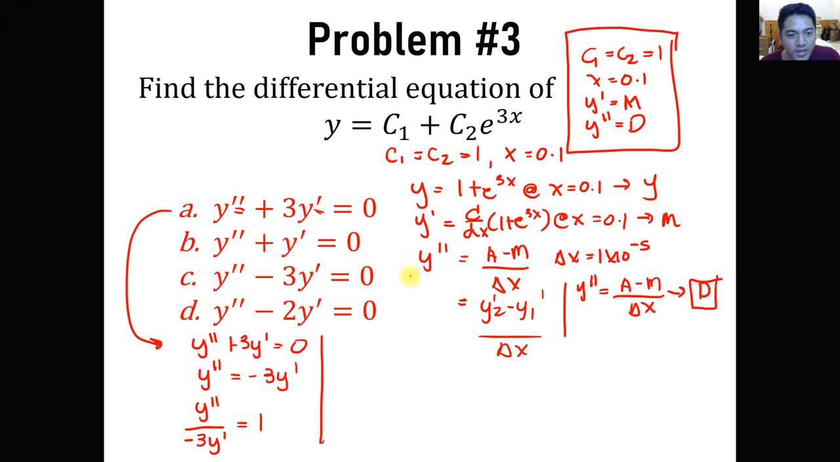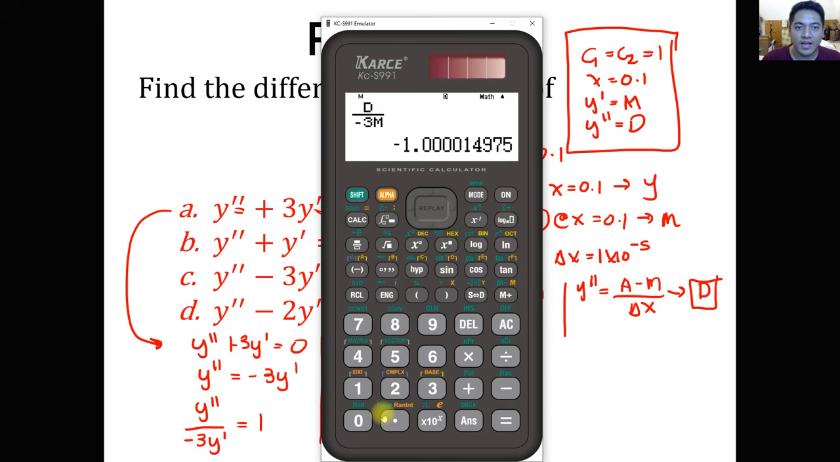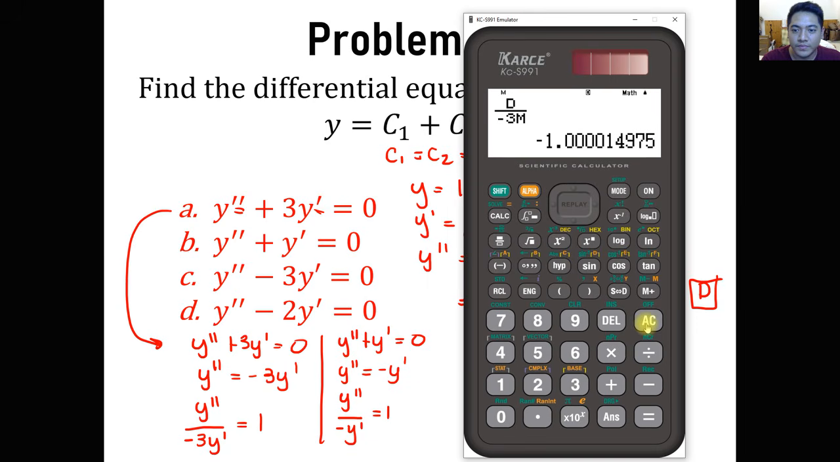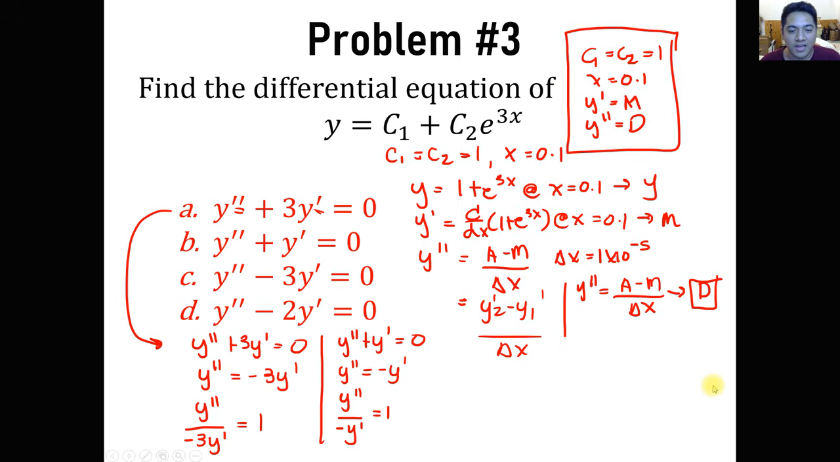So you have letter B again. You have y double prime plus y prime equals 0. I just transpose y prime so that it becomes negative y prime. So I have y double prime all over negative y prime should be equal to 1. If I try that, that would be d all over negative m, which is the y prime. So negative 3, that's not the answer. Okay, moving on forward to letter C.